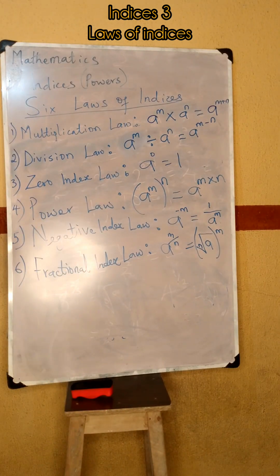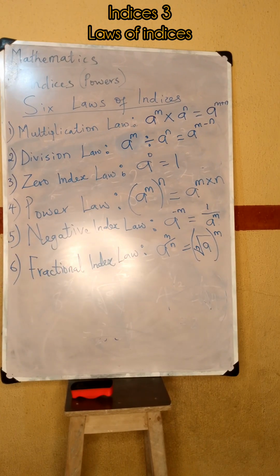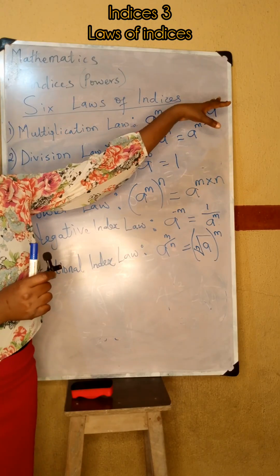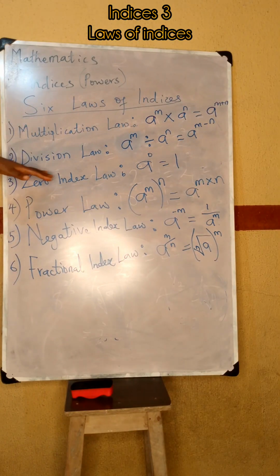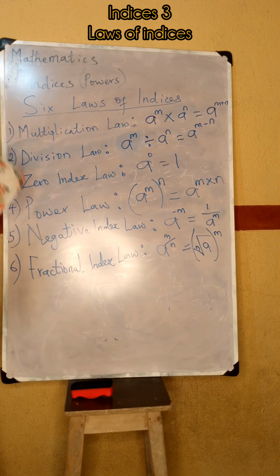So these are our 6 laws of indices. We have the multiplication law, which says a raised to power m times a raised to power n is a raised to power m plus n. We have the division law, which is just like that, but you are no longer adding, you are subtracting. We have the zero index law, we have the power law, we have the negative index law, we have the fractional law.